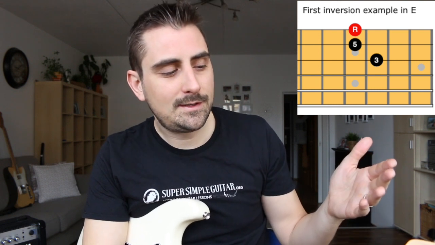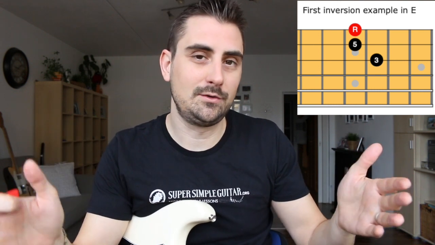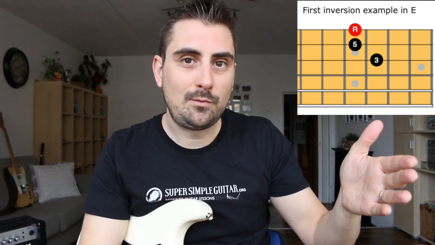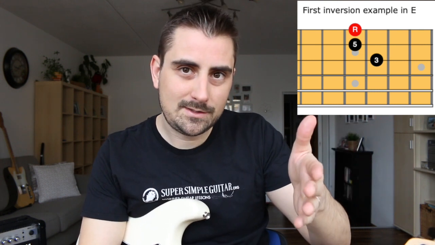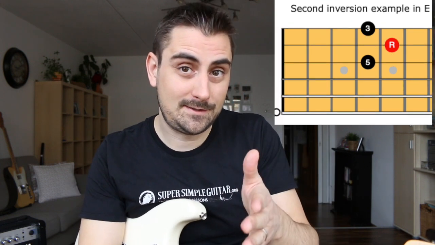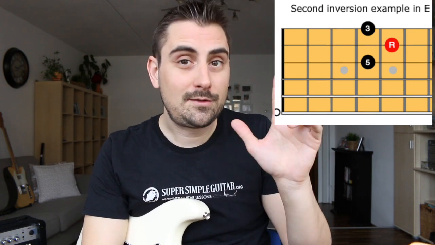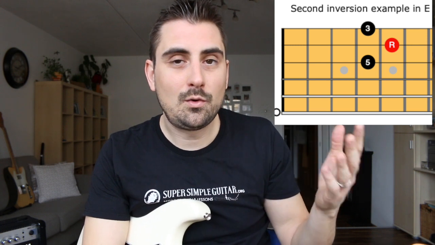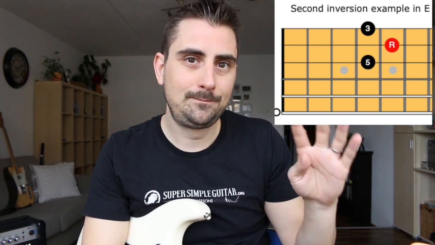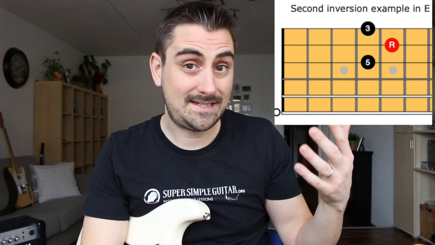So you can just remember it's really quite logical. Your first inversion is when the 3rd is the lowest note. Your second inversion is when the 5th is the lowest note. And your third inversion, and that's when you're playing chords that have 4 notes in them, is when the 7th is the lowest note. Okay, so those are your 4 main types of chords and how you would call them officially in music theory, okay?